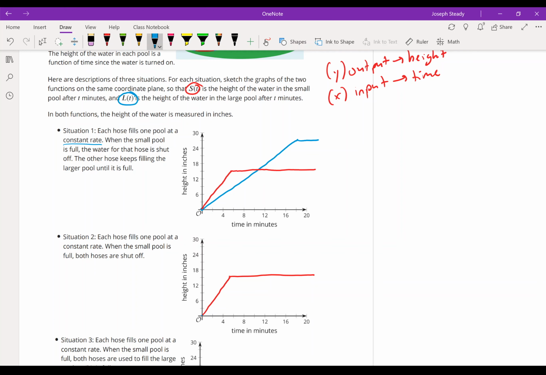Start at 0. It's going to go up at this constant rate. But then when we get to right here, that's when the small pool gets shut off. But this time, we also shut off the large pool. So it's not going to be full. It's only going to have like 9 inches of water in it.